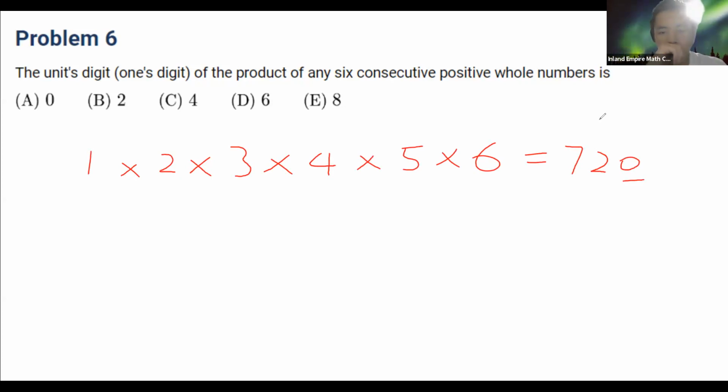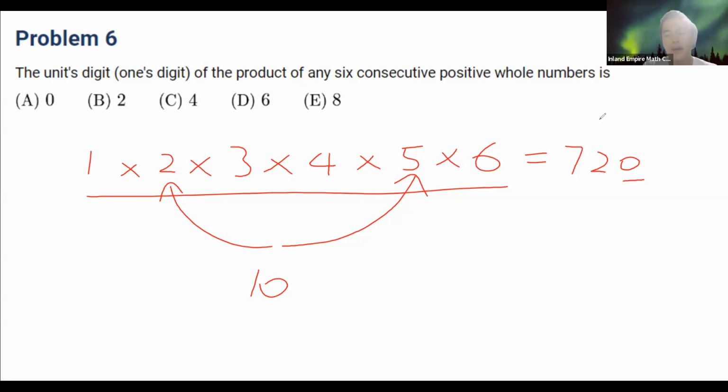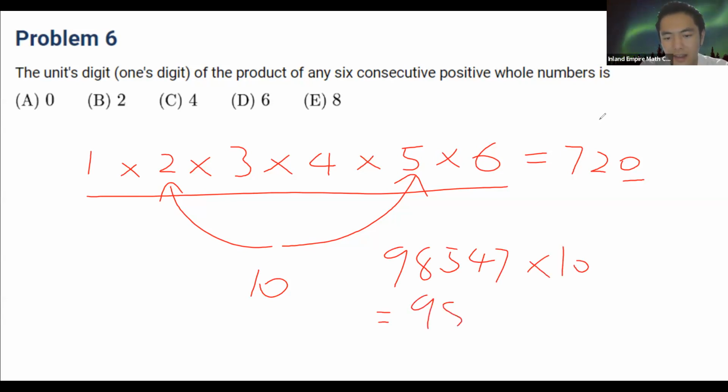Why is it 0? Well, because the string of product involves a 2, an even number, or a 4, and a 5, and these two multiply together to give a 10. Then, no matter what the other numbers multiplied are, the 10 in the product will always produce a 0 at the end, right? For example, if you have a random number like 98547, whatever, times 10, your answer would have a 0 in the units digit.